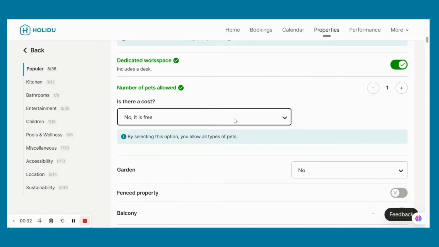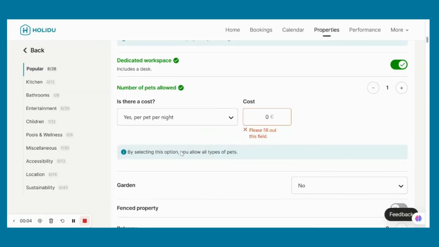If you offer amenities that have an additional fee, please insert the cost and select how the amount is charged, for example, per night.